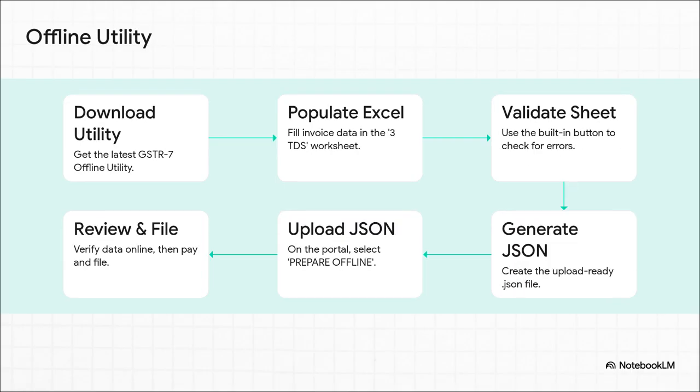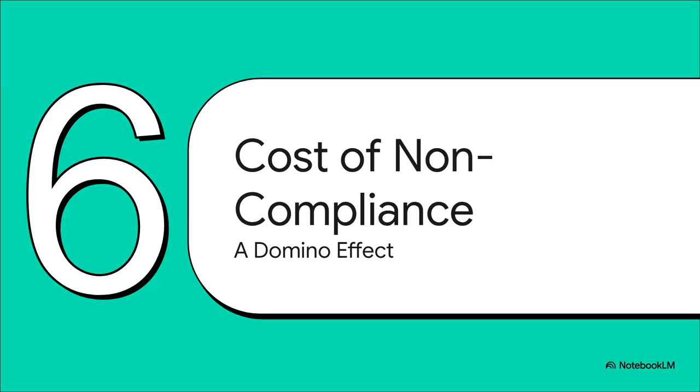But let's be real. For most government entities dealing with hundreds or even thousands of invoices, the offline utility is no longer a choice. It's an absolute necessity. It's your new best friend. You download the utility from the portal, you fill in all your invoice data in the Excel sheet, you validate it, and then you generate a JSON file. You upload that single file to the portal, review the data, and then you're ready to pay and file. It lets you do everything in bulk, which will save you an incredible amount of time and cut down on errors.